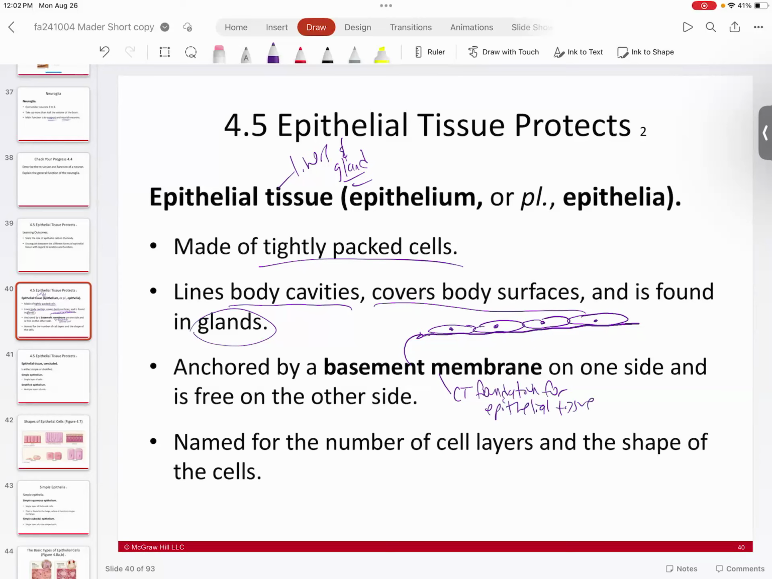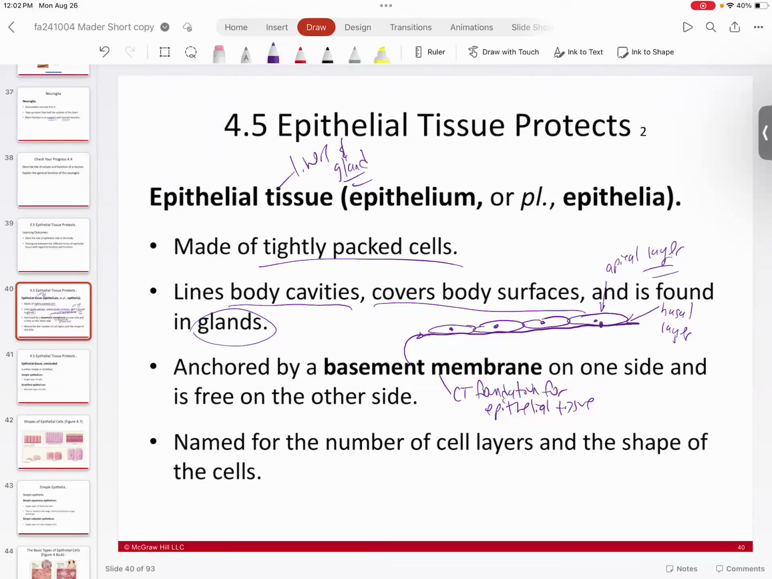And so when you take a look at an epithelial layer, you have two different surfaces. You have the surface of the cell that's in contact with the basement membrane. So down here, you would have what's called the basal layer in contact with the basement membrane. Up here, you would have what's called the apical layer, what's in contact with the free space.